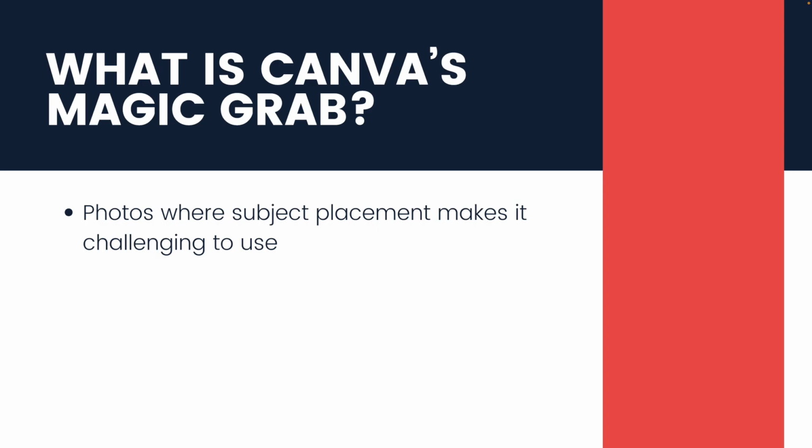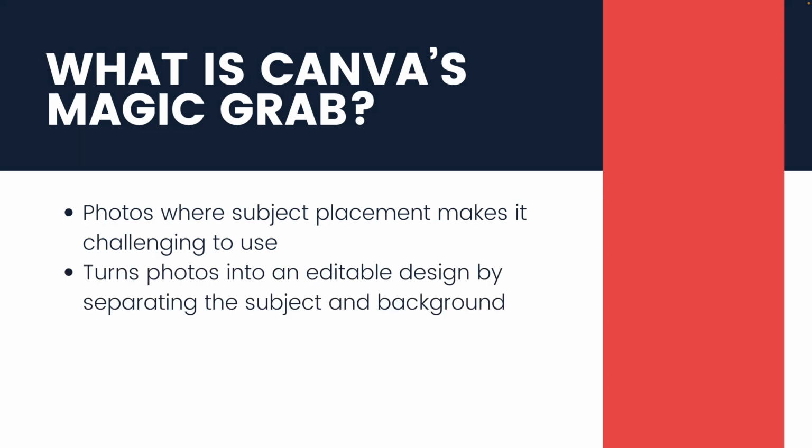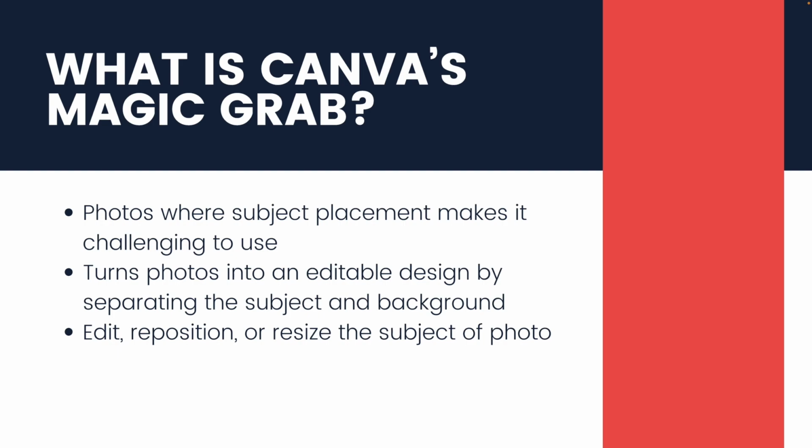First, if you have any photos where the placement of an object or person makes it a little challenging to use, Magic Grab will be your go-to tool. Canva's Magic Grab turns your photos into a completely editable design by separating the subject or subjects from the background of your photo. With this tool, you can easily edit, reposition, or resize the subject of your photo with ease.